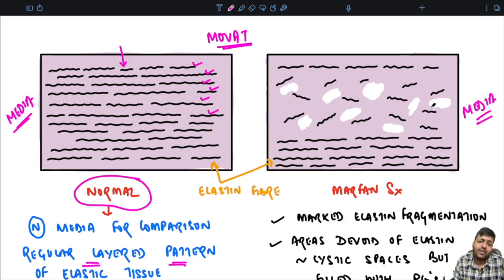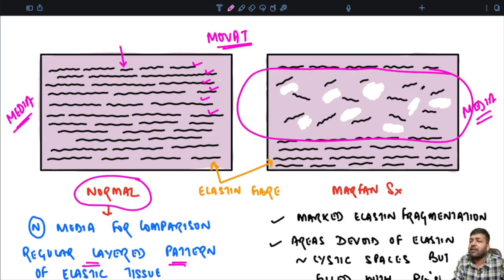But in case of aneurysm, what you are going to see, if you look over here, this is the part that has been involved. What you see over here is marked elastin fiber fragmentation and disarray. Because all these elastic fibers are getting degenerated, a lot of cystic spaces are created.